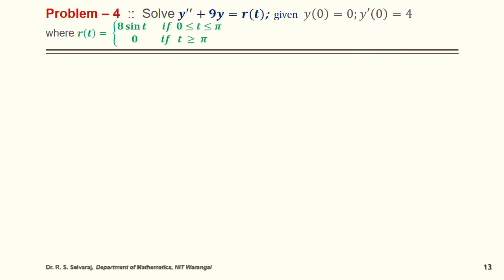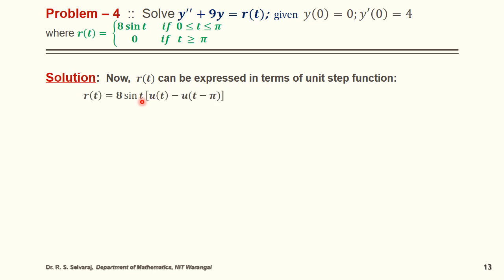Now as the fourth problem, we consider this problem: y double dash plus 9y is equal to r of t, where y of 0 is 0 and y dash of 0 is 4, and the right hand side r of t is given as the function 8 sin t whenever t is lying between 0 and pi, 0 whenever t is greater than or equal to pi. Now this kind of function can be expressed in terms of unit step function like this: 8 sin t into u of t minus u of t minus pi. You can pause this video at this point and verify whether this expression of unit step function gives back the given r of t.